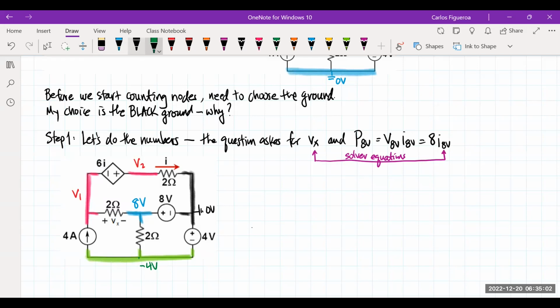So when I start to do my numbers here, I'm going to see that I'm going to have 4 nodes, but I have 3 voltage sources, right? The 8, the 4, and the 6i. And so that gives me just 1 node equation. So when I look at this 1 node equation, we could see here is that because the 6i voltage source is not connected to the ground, we see that this is a supernode.